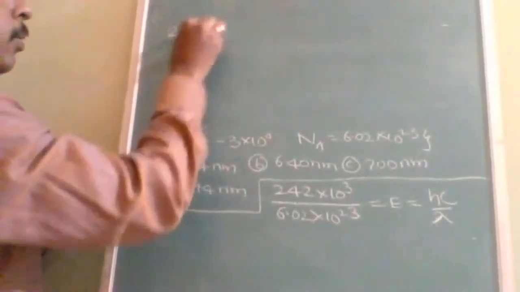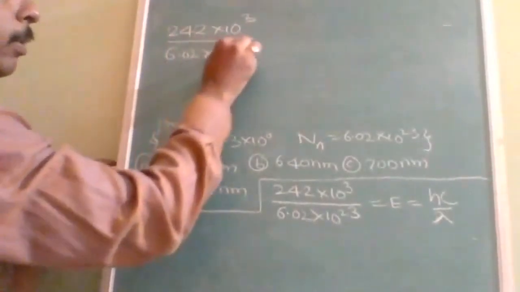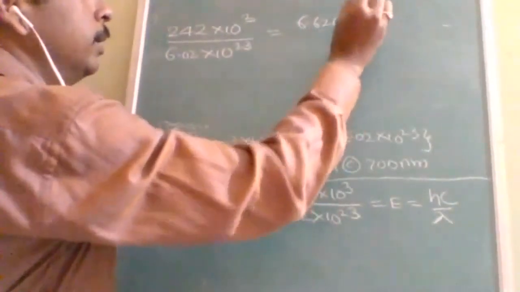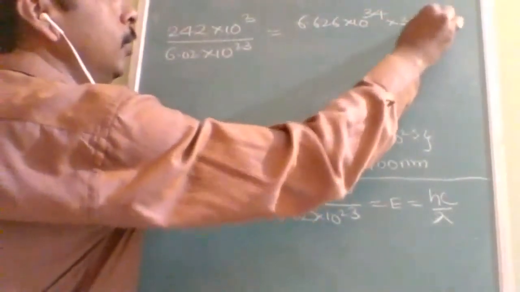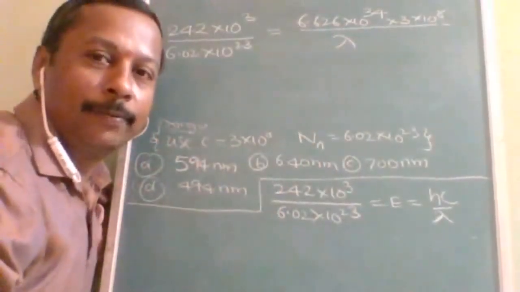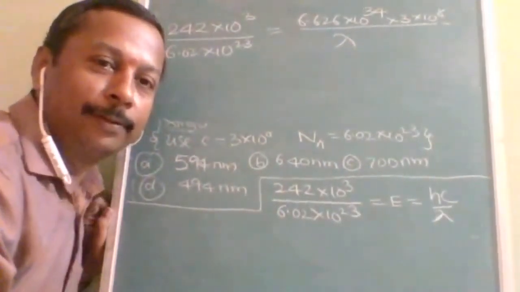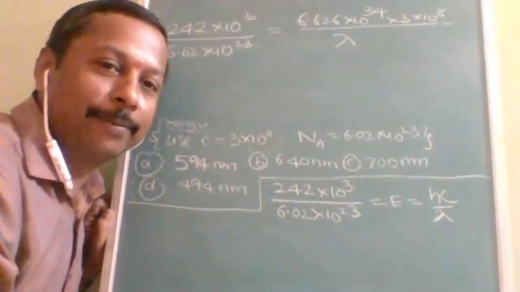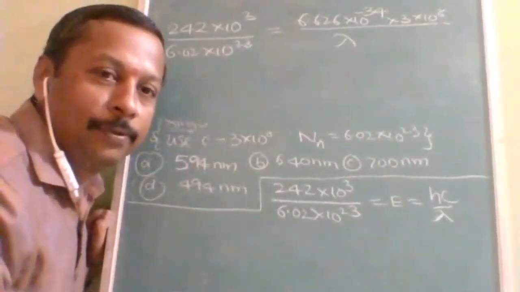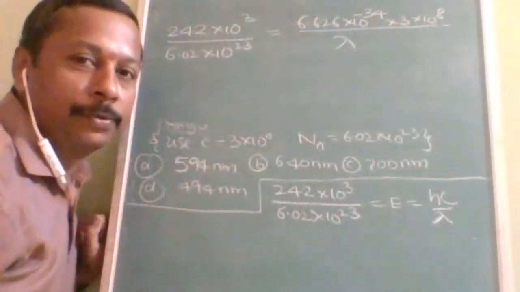Now 242 into 10 to the power of 3 divided by 6.02 into 10 to the power of 23 is equal to 6.626 into 10 to the power of minus 34 into 3 into 10 to the power of 8. Like this, doubts I will also get, and you should also get. If you don't get them now, then you will get doubts in the examination also. 6.626 into 10 to the power of minus 34 or plus 34? Think and refer. Got it? You might be saying, sir, you are confusing us. This confusion should be here, not in the exam. If you are confused and confirmed now, then you will not be confused in the examination.